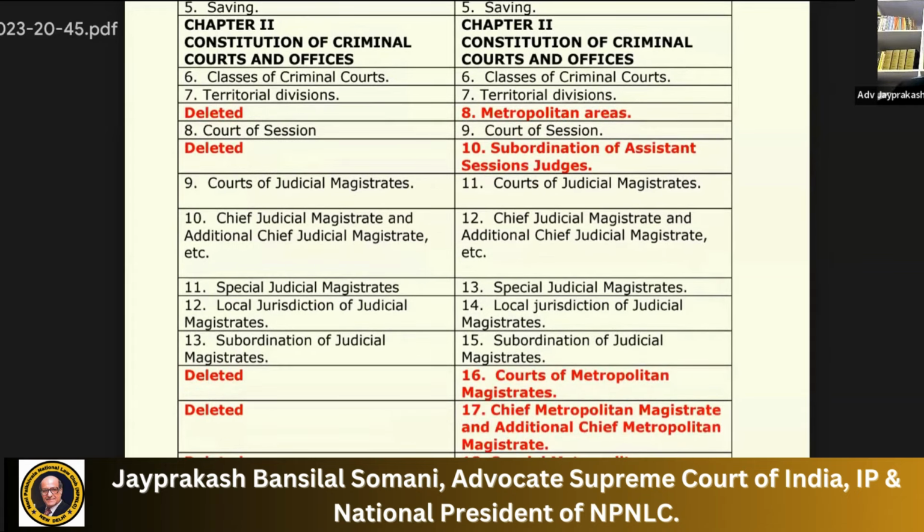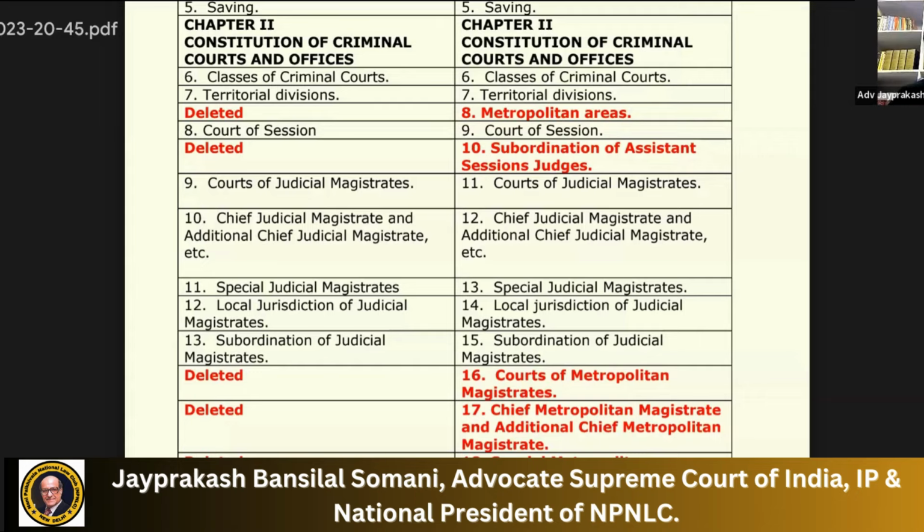Its earlier section in CrPC was section 9. Section 10 of CrPC, subordination of assistant session judges, is now deleted. Now, section 9 of BNSS, courts of judicial magistrate. Its earlier section in CrPC was section 11. In BNSS, section 10, chief judicial magistrate and additional chief judicial magistrate, etc. Its earlier section in CrPC was section 12.